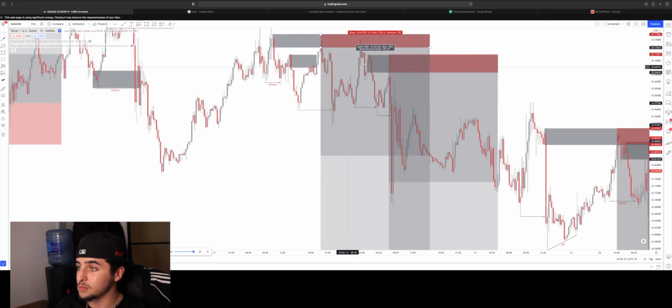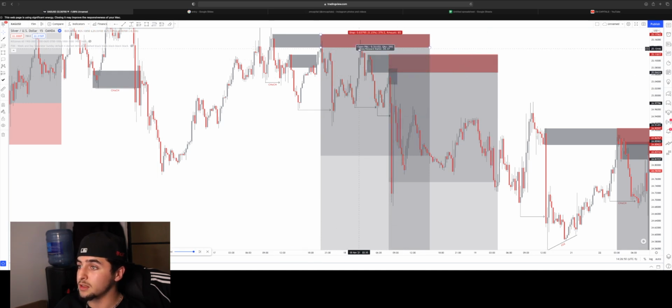So at this point right here, price taps into this 30-minute, takes out this low, but then look what happens. It pulls back nicely, mitigates this 15-minute area of supply. So that could have been another entry that you could have got in on. As you can see here, this would have been a new area of supply.